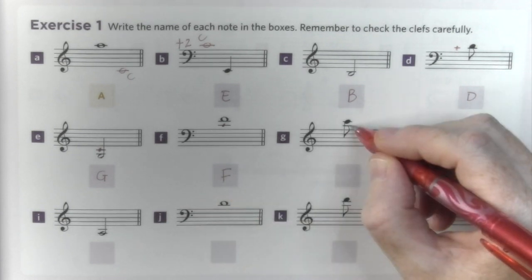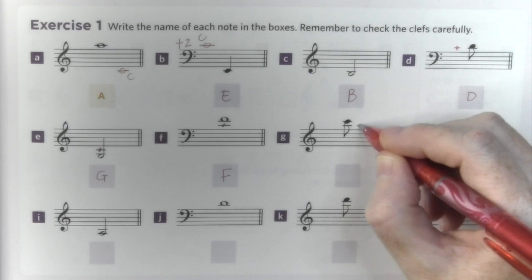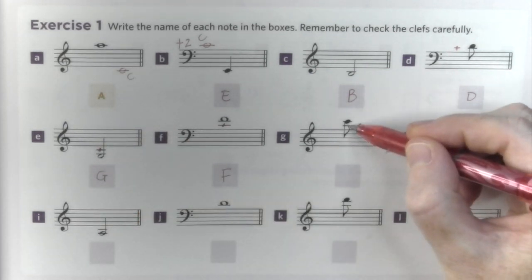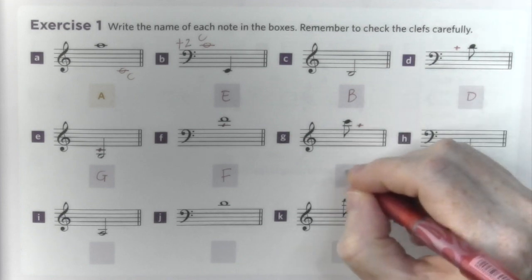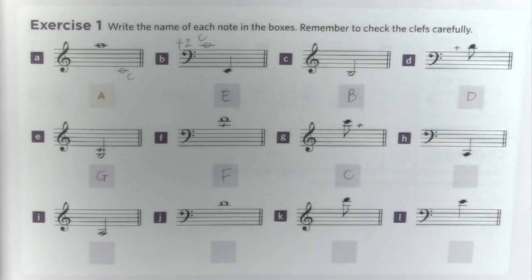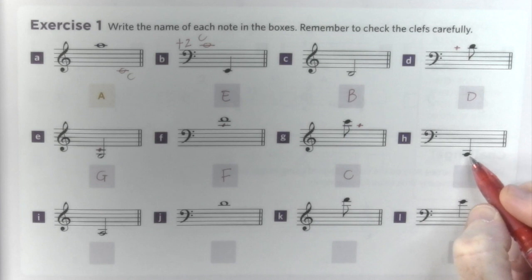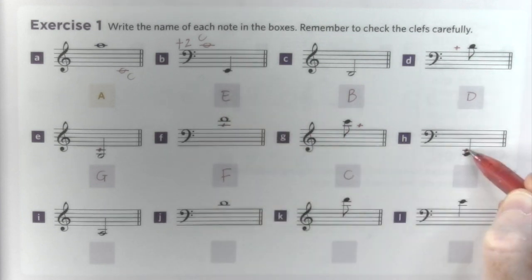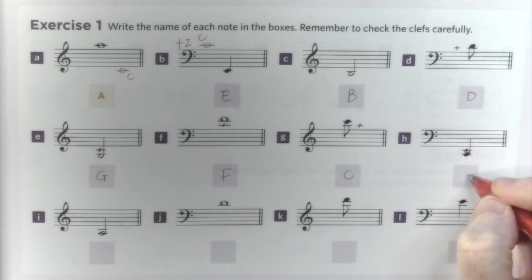The note here above the stave is La, okay, A. So we count. La, si, do. This is a very high do. This note here is mi, E. Mi, re, do.